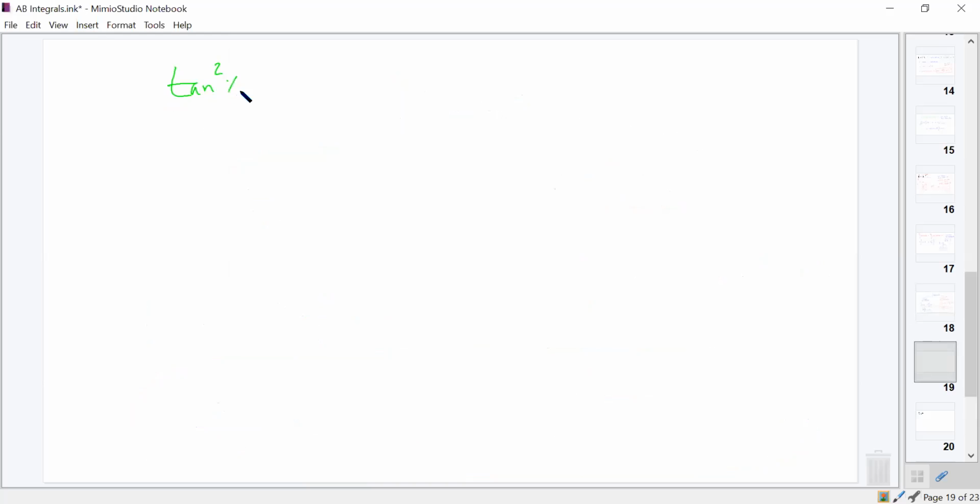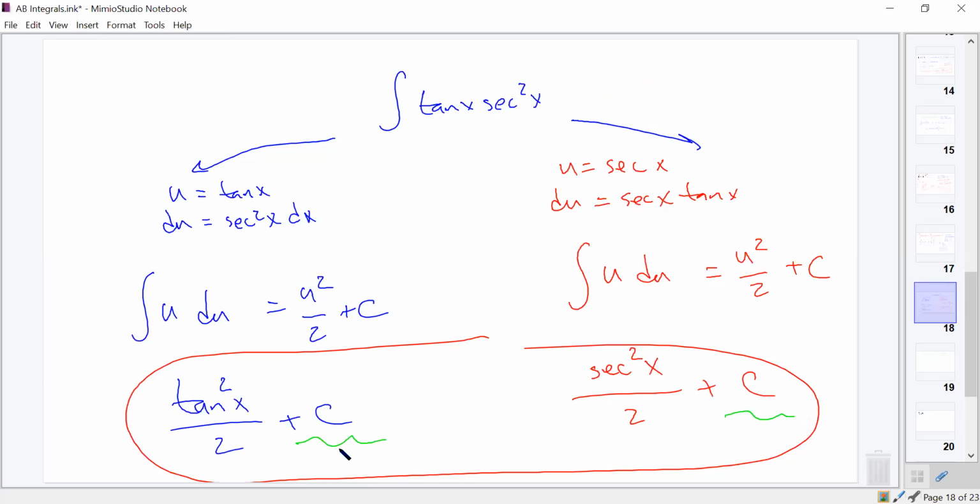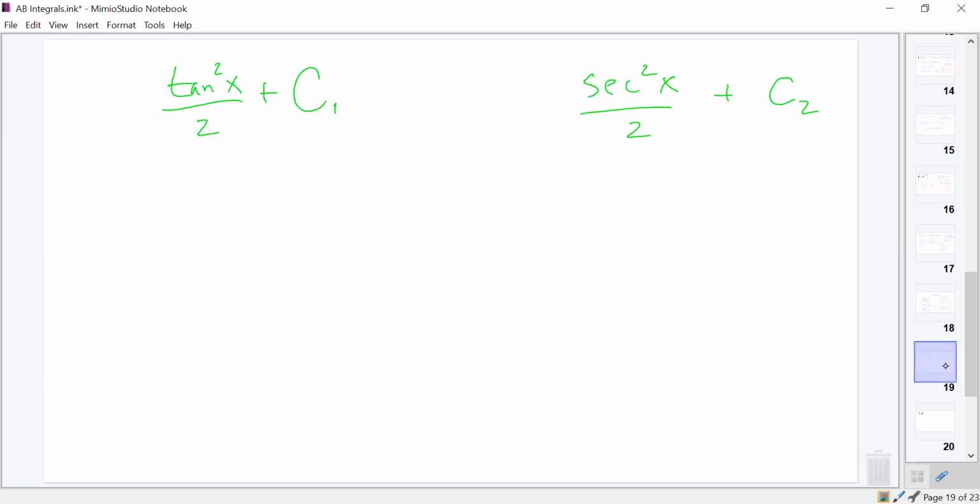So we have tangent squared x over 2, and I'm going to say plus constant 1. And over here, I have secant squared x over 2 plus constant 2. Right? Because a constant is a constant. Any constant is a constant, whether we label it as C1, C2, C3, C1000, just C. It just means a constant. And those constants don't have to be the same thing. And in this case, they're not the same thing.